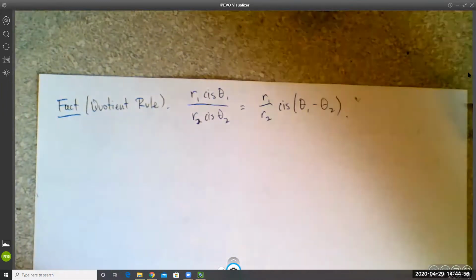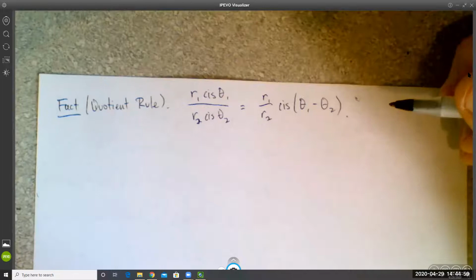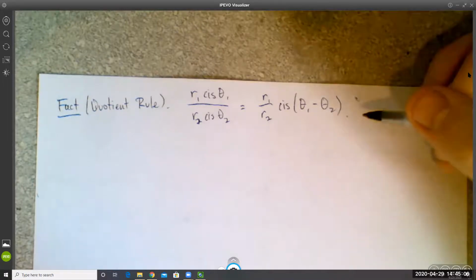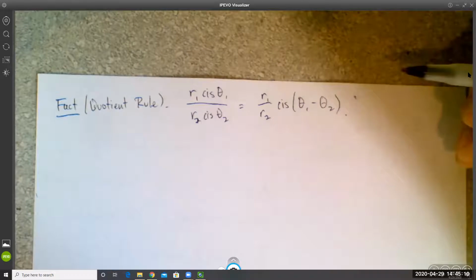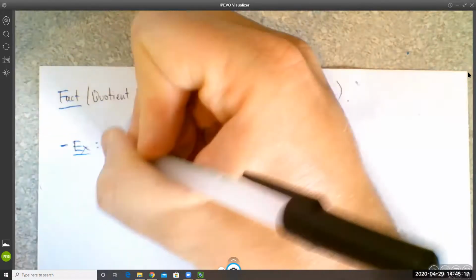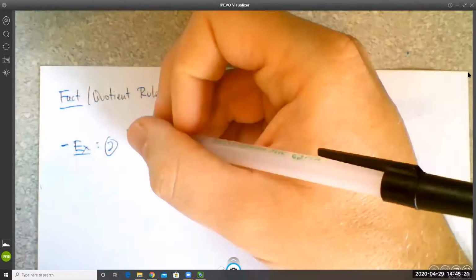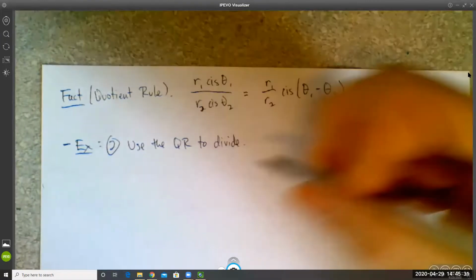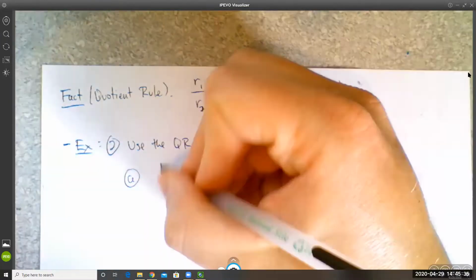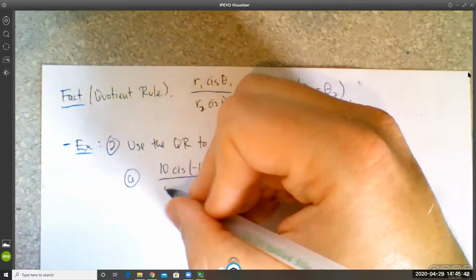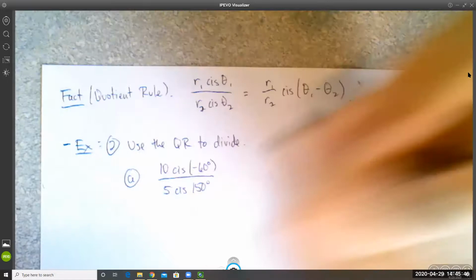I'm not going to prove this one. The proof is similar to the proof of the product rule. So I'll leave that to you as an exercise if you want to give it a shot on your own. But this rule does work indeed. So let me just give you a few examples. So let's use the quotient rule to divide and then write the answer in rectangular form. Okay, so let's do 10 cis negative 60 degrees over 5 cis 150 degrees. Go ahead and give the video a pause and see if you can work that one out.